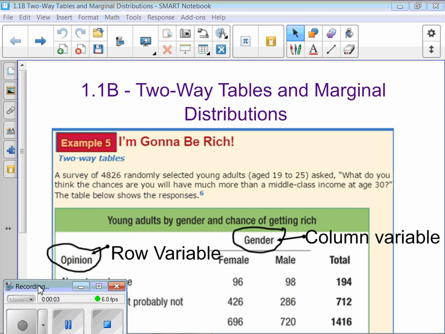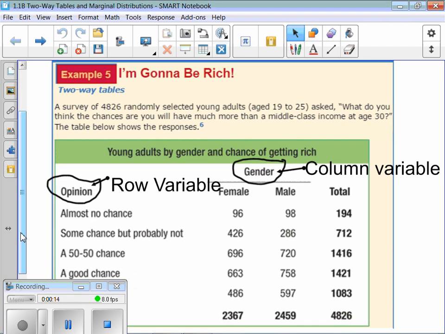Two-way tables and marginal distributions. So two-way tables, we're still talking about categorical variables, but we're separating them by different things. Like in this case, I'm going to be rich, or maybe not.